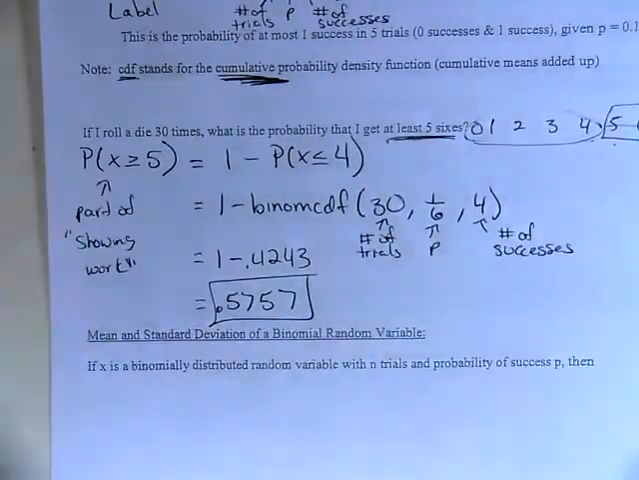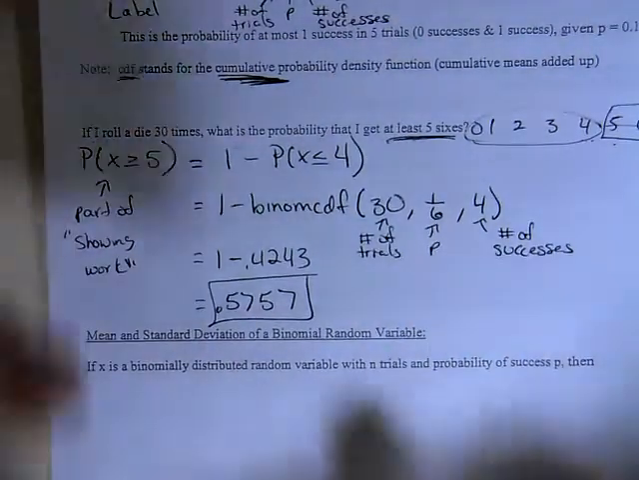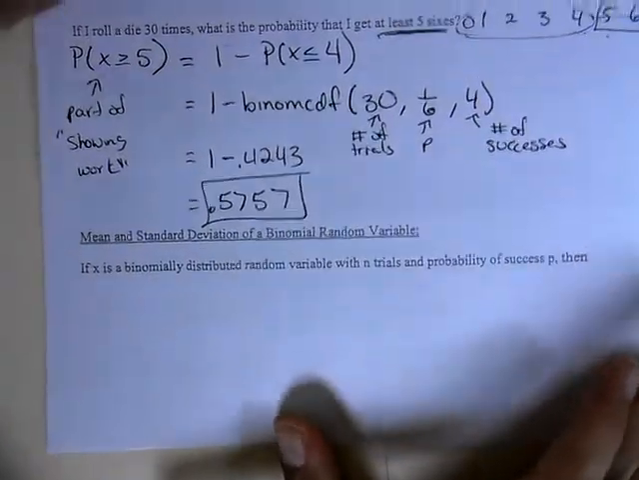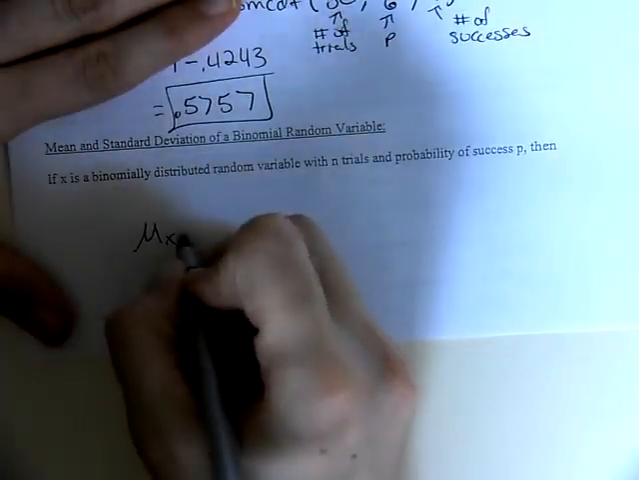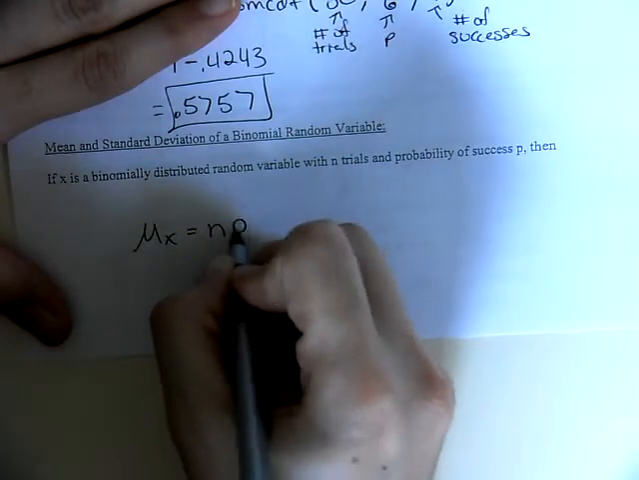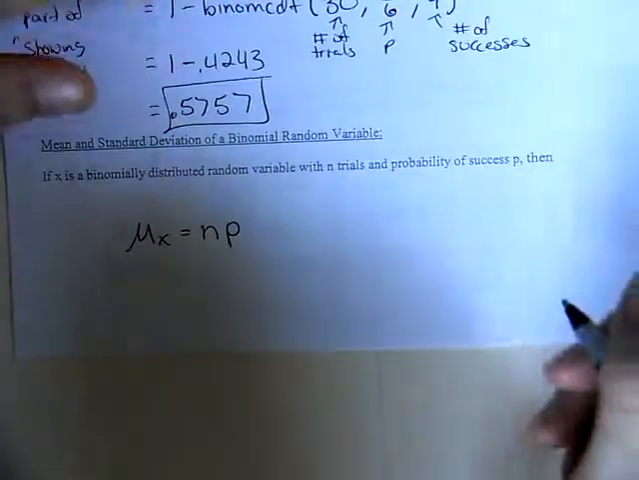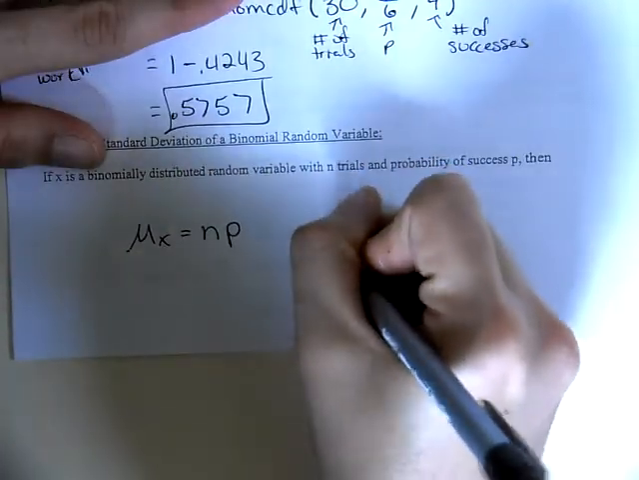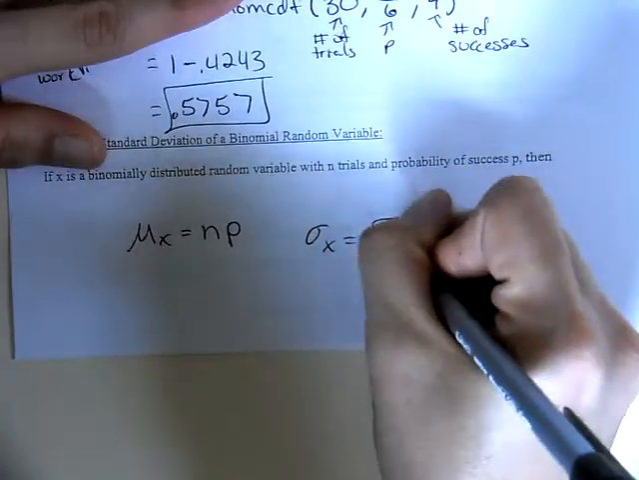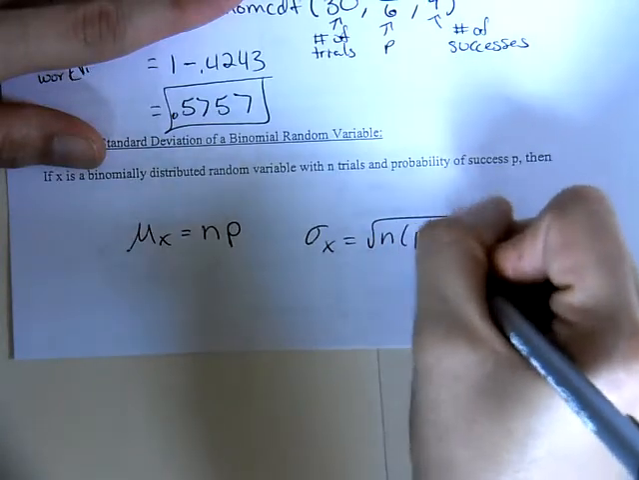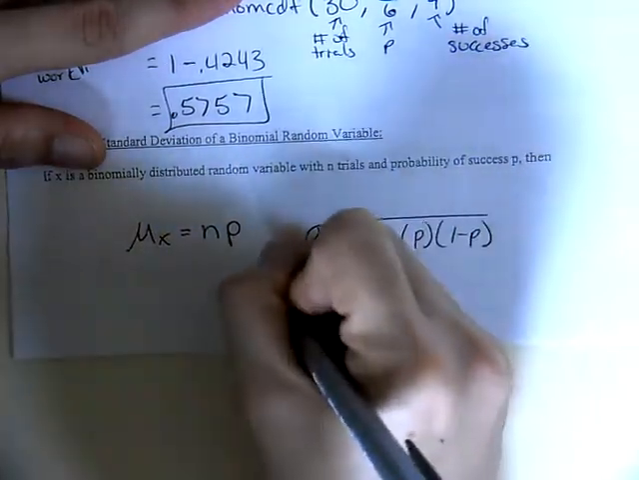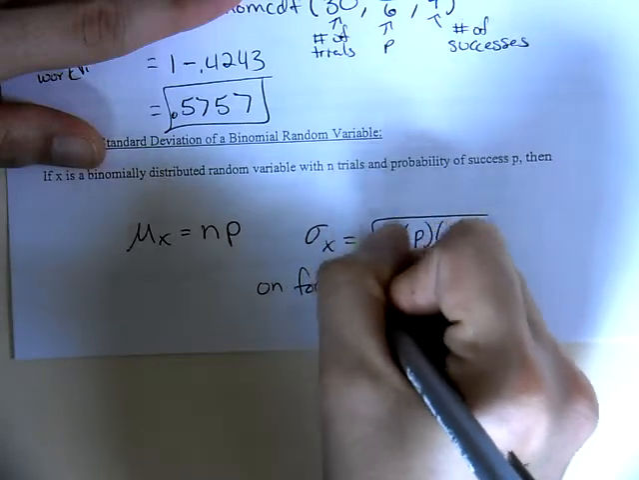So now let's talk about mean and standard deviation when you have a binomial variable. The mean of the distribution is just n times p. That'll tell you where the mean is of the distribution, no matter what the distribution is. Standard deviation is the square root of n times p times 1 minus p. Again, these are on your formula sheet.